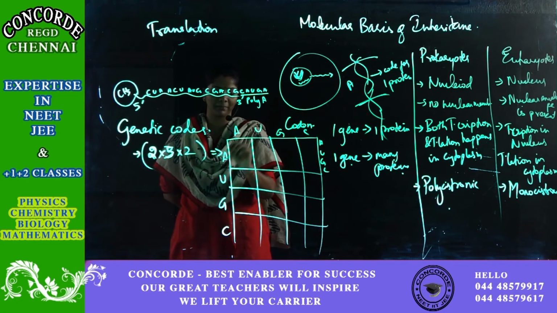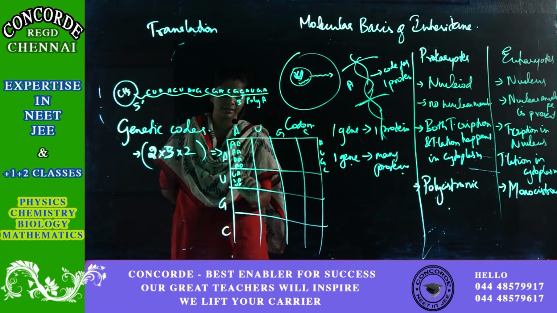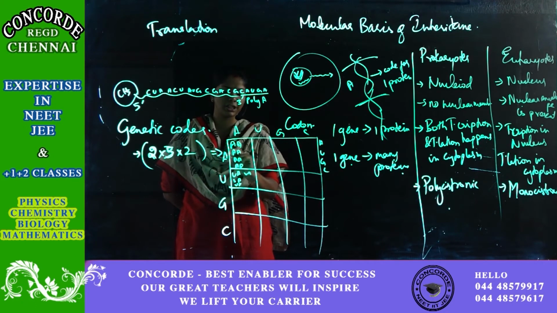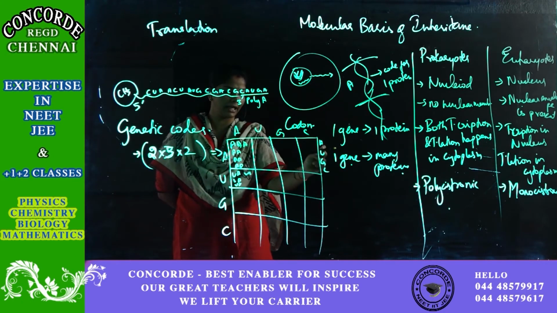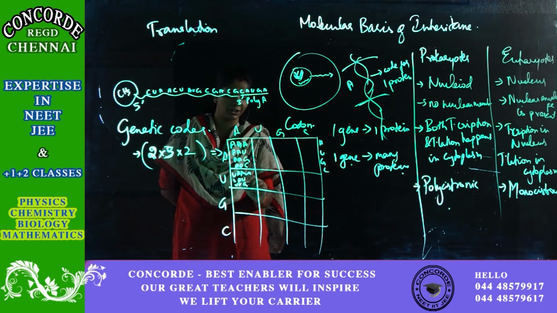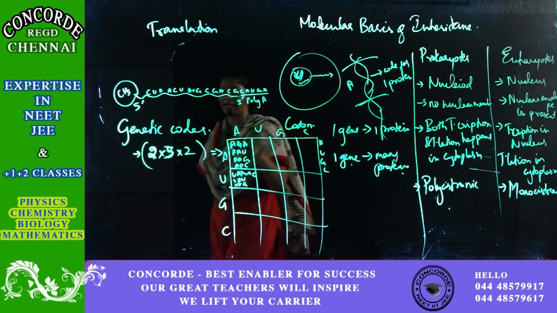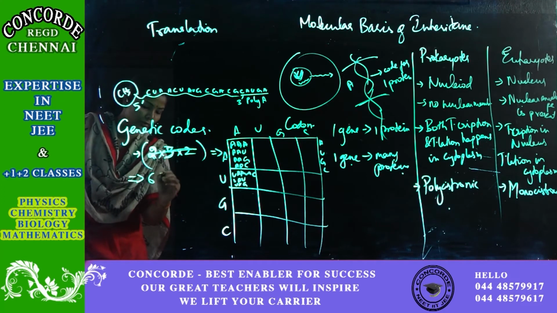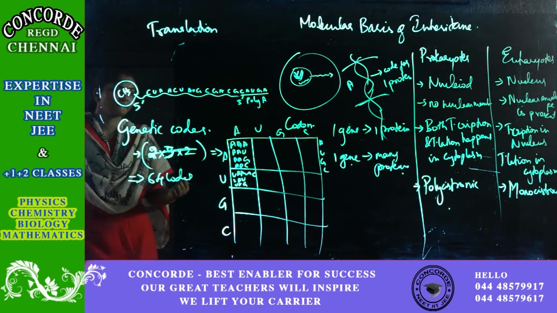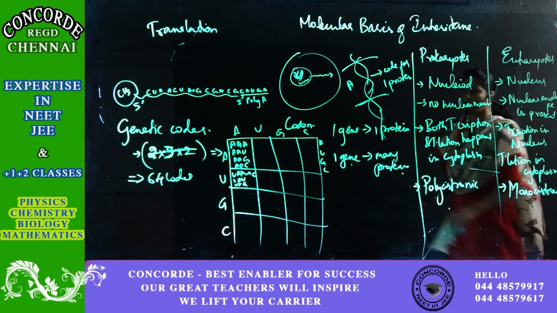In this box, everything will be AA. There will be 4 AAs here. Here it will be UA, so there will be 4 UAs. The last letter will only change here: AAA, AAU, AAG, AAC. Likewise UAA, UAU, UAG, UAC. Each box will have 4 codes. So overall, I will get totally 64 codes by combinations and permutations.